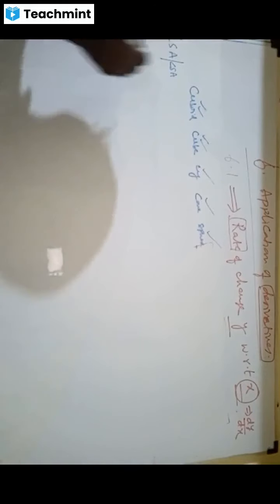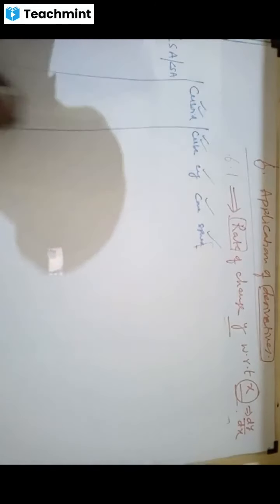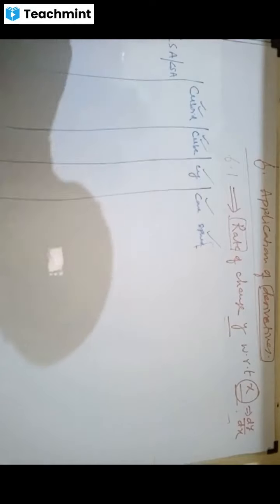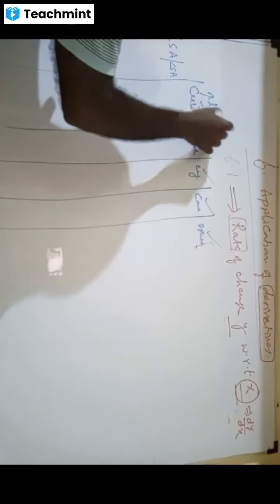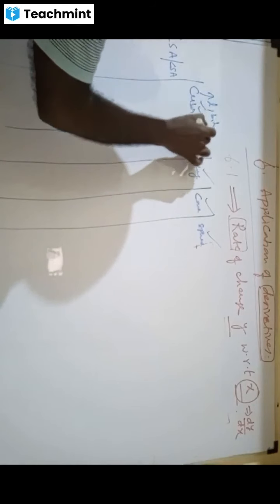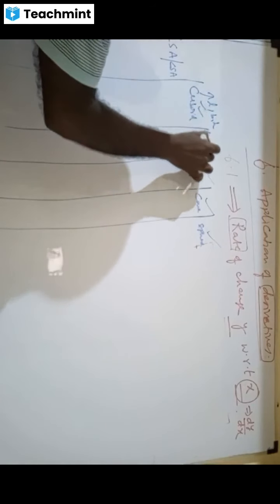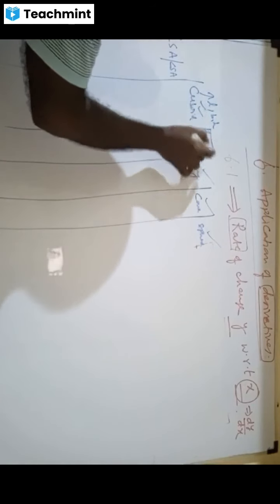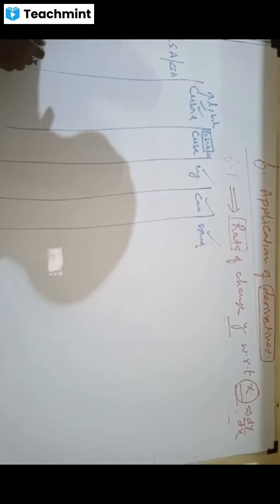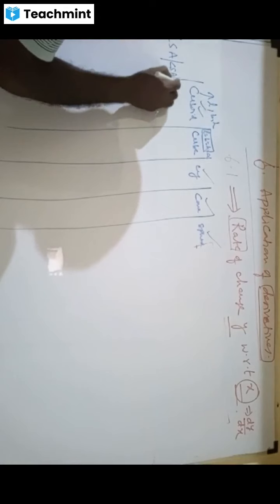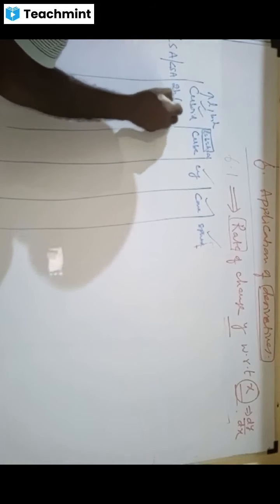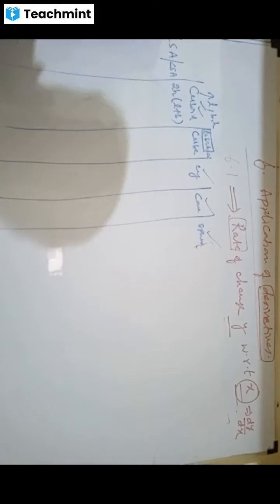Here, cuboid LSA or CSA is what? Cuboid is governed by L, B, H. Cube is nothing but L equal to B equal to H equal to a. All these are equal to a. So LSA is nothing but 2H into (L plus B). Sir, how do I know this?